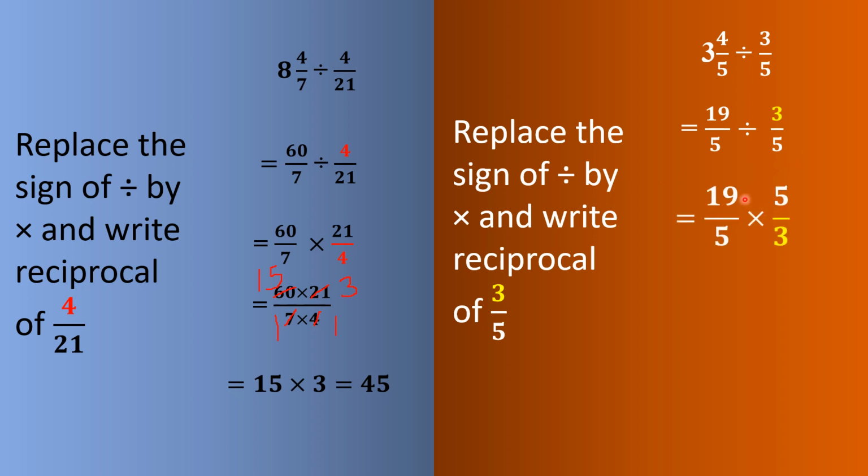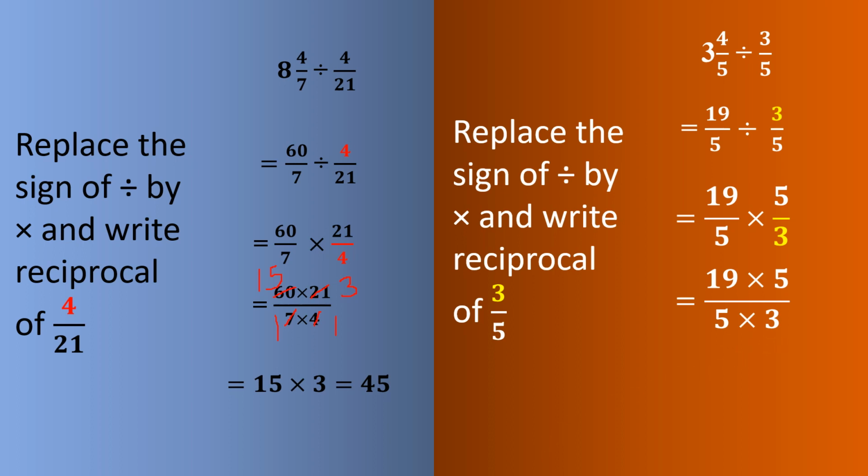So it is your new form of the question. 19 by 5. Instead of division, there is multiplication, and the reciprocal of 3 by 5 is 5 by 3. Now solve it. 19 multiply 5, 5 multiply 3. Product of numerators, product of denominators.